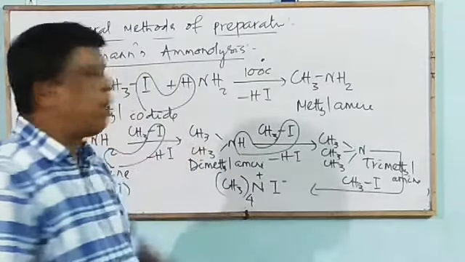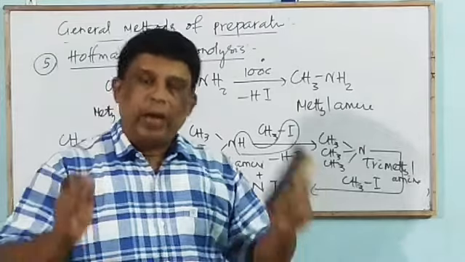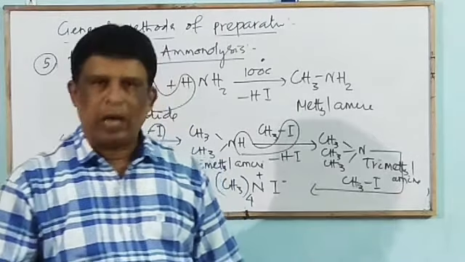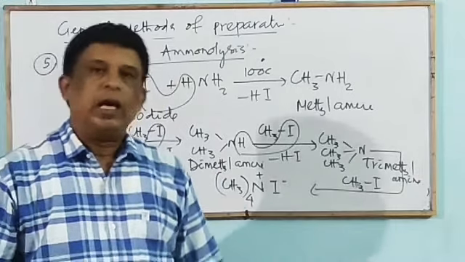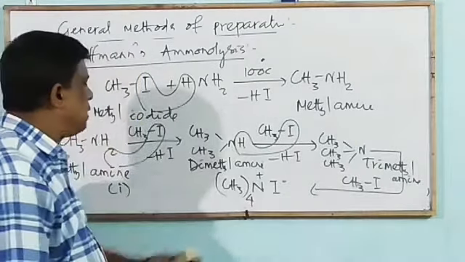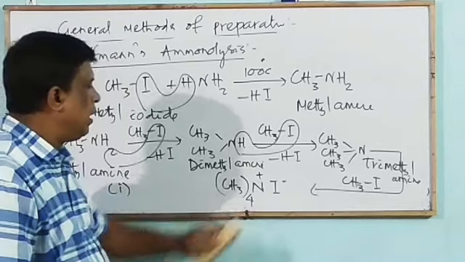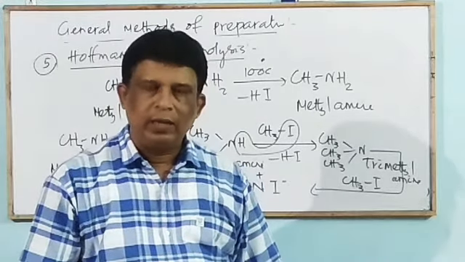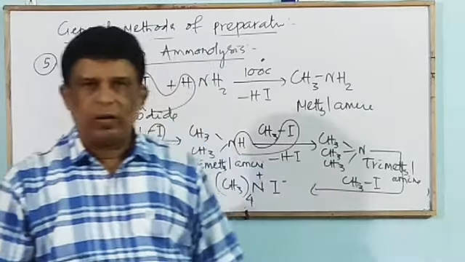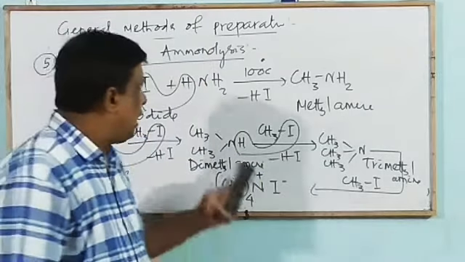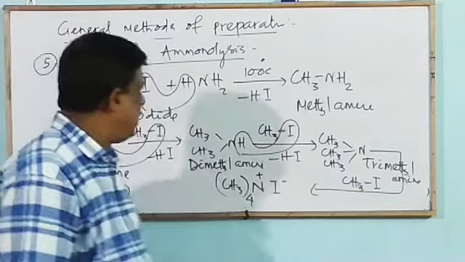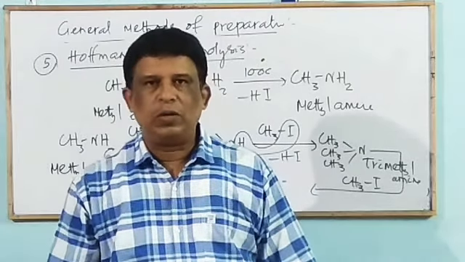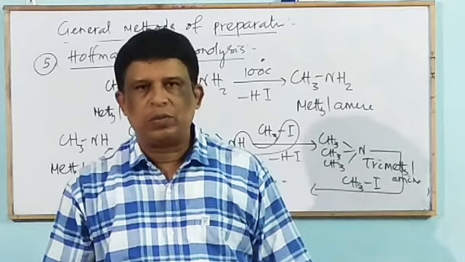The important thing is that what main product is formed depends upon the percentage of availability. I repeat again, if excess of alcoholic ammonia is there, main product is primary amine. On the other hand, if excess of alkyl halide is there, main product is quaternary ammonium salt. Aromatic amine, that is aniline, is not prepared in this method because aryl halide, that is phenyl chloride, phenyl bromide, phenyl iodide, does not respond to nucleophilic substitution reaction.